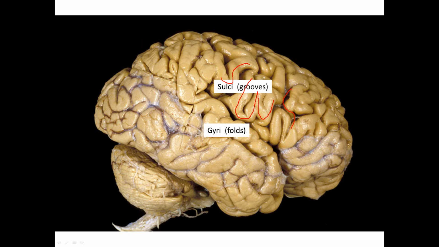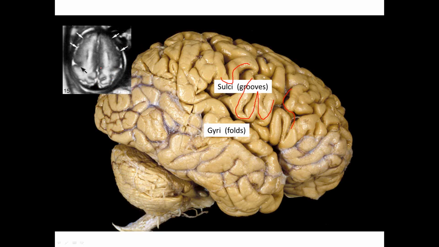Now, this folding and grooving only really happens after birth and as we develop. So as we develop towards adulthood, this folding becomes more and more defined. In this picture over here is a scan of the brain of a fetus. And you'll notice it's almost smooth here. There are some folds, you can see them, but actually nowhere near the sort of folding and grooving that you can see in this brain. And this is a sign that this brain is developed and this brain is not.